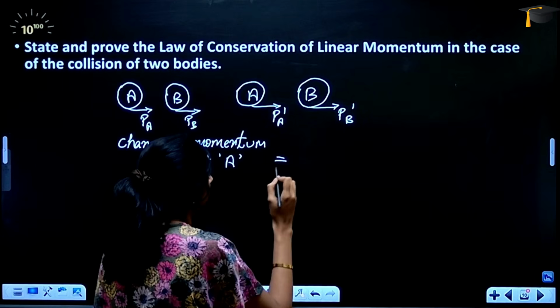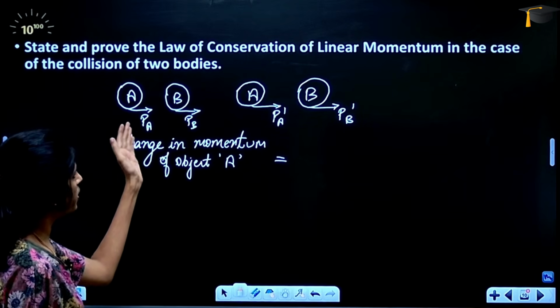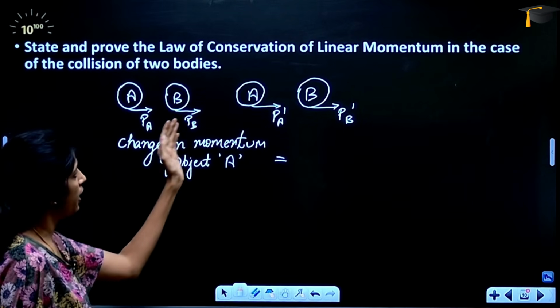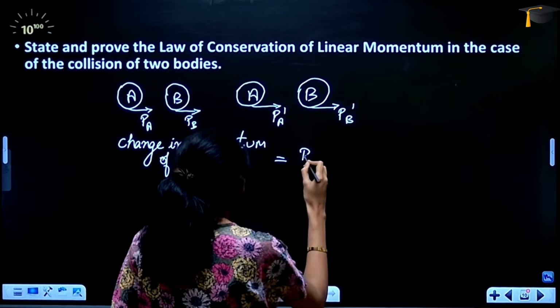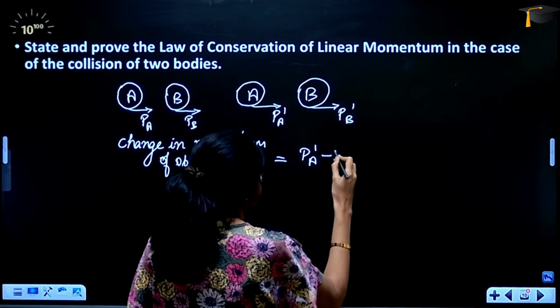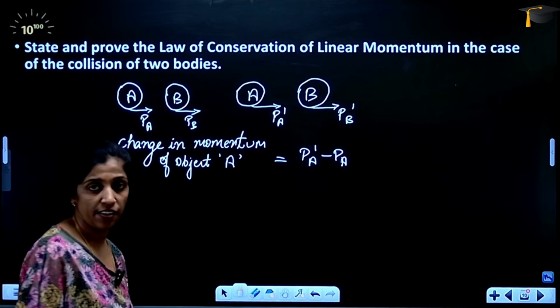Okay, so what's the change in momentum, students? Before collision it was PA, after collision it has changed to PA dash. So can we write the change in momentum as PA dash minus PA? Yes, we can write, no?